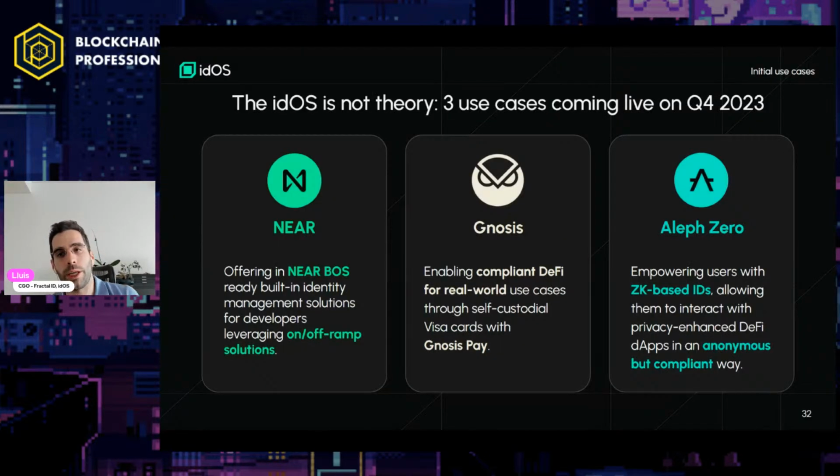So we wanted to make sure that we didn't build something that was just there and wouldn't have adoption. So the moment that we decided to go live with it was the moment that we actually also found 3 very strong use cases that are going to come in Q4 of this year. So all of them happening very soon.